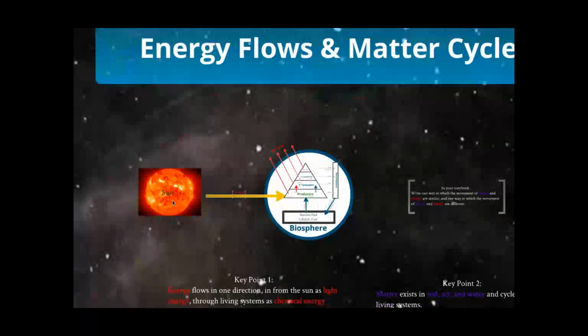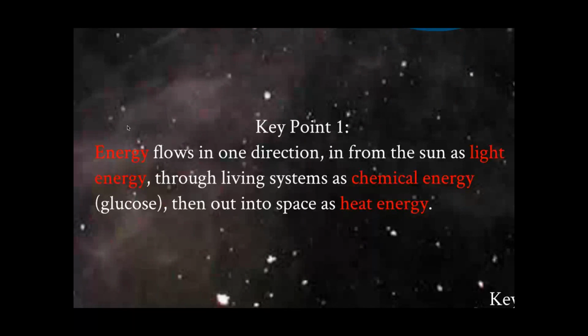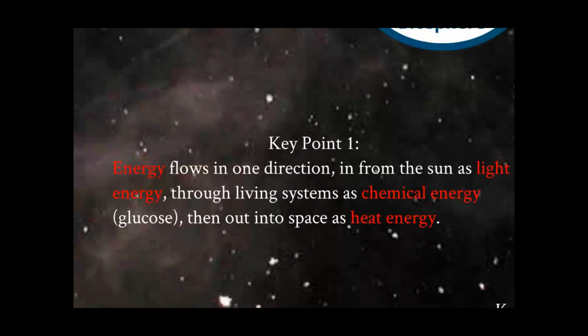So let's talk about energy, and we'll use the same diagram we used before. We're going to say that energy flows in one direction from the sun as light energy, through living systems as chemical energy or glucose, and then out into space as heat energy. It's easy to remember that energy will take these three forms as it moves through living systems: light, chemical, and heat. Let's take a look at what that looks like.